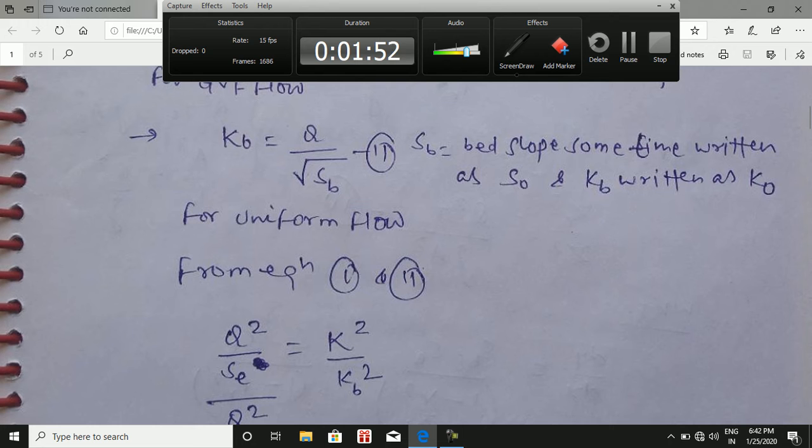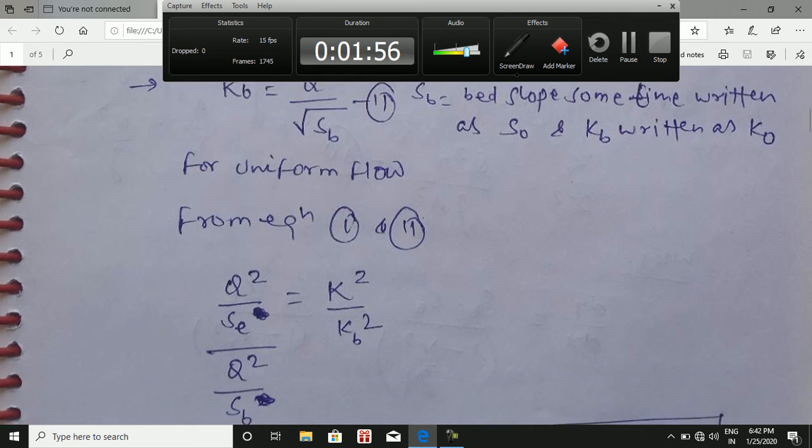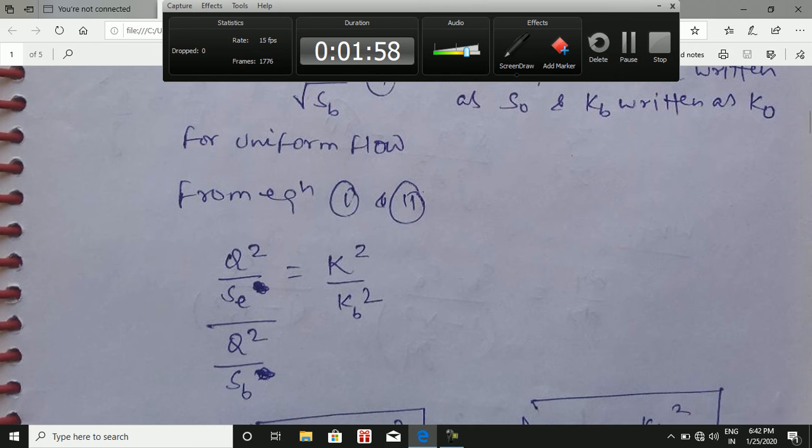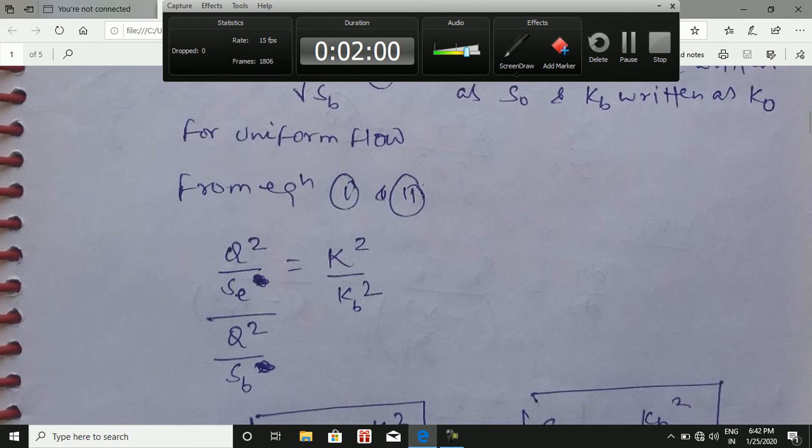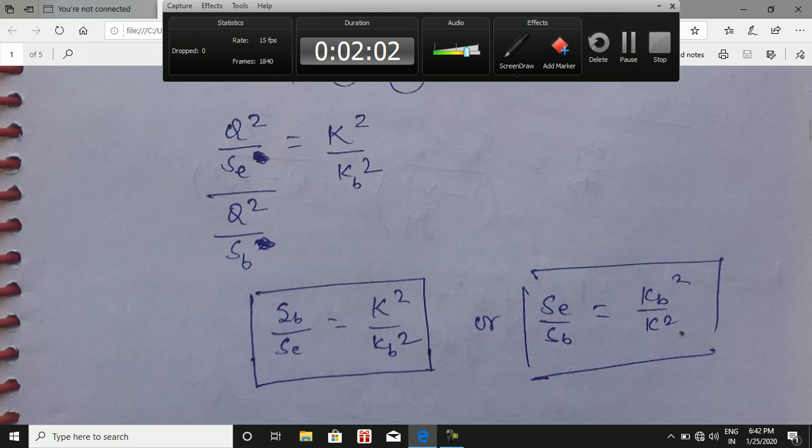From the first and second, we can say that Q square upon SE over Q square upon SB is equal to K square upon K naught square. So we can write SB upon SE is equal to K square upon K naught square, or SE upon SB is equal to K naught square upon K square.